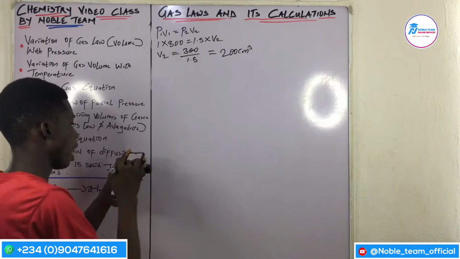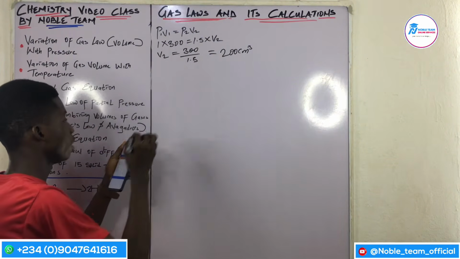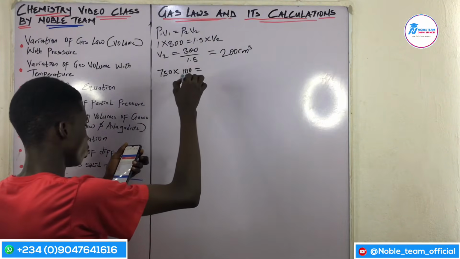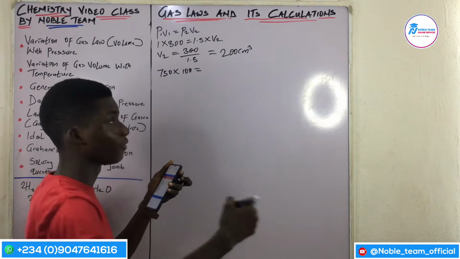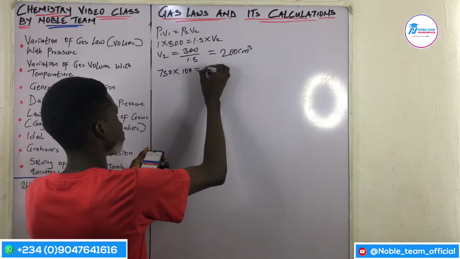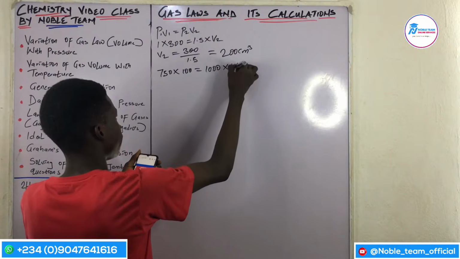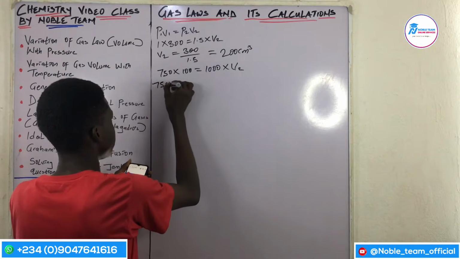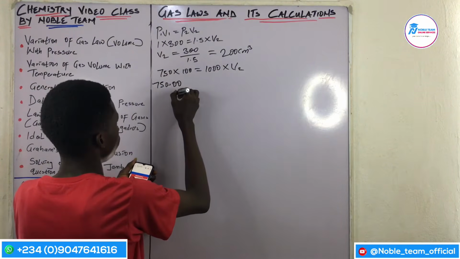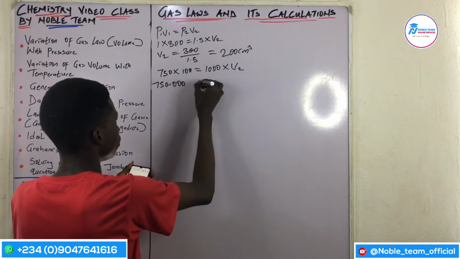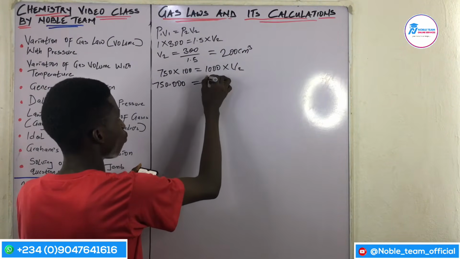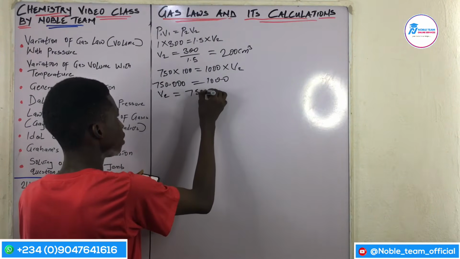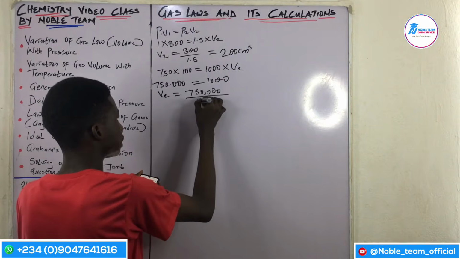So we have our first volume is 100, which is 750 multiplied by 100 is equal to, then we are asked for the final volume, which is 1000 millimeter mercury multiplied by V2. So we have this to be 750,000 is equal to 1000 V2.